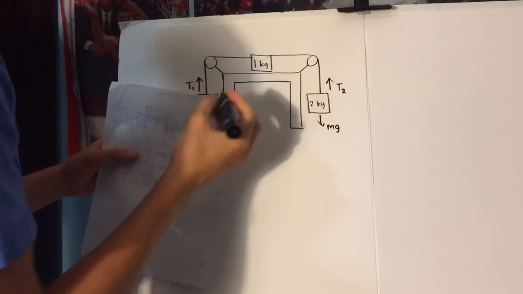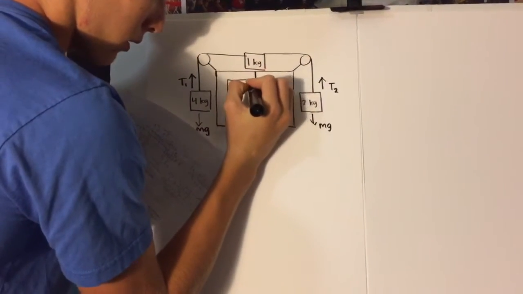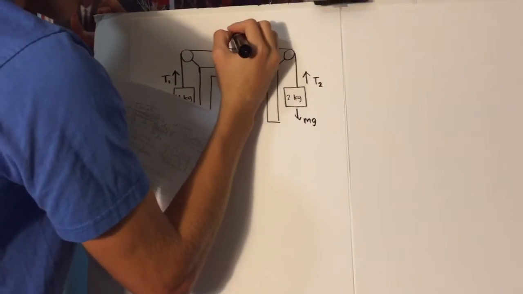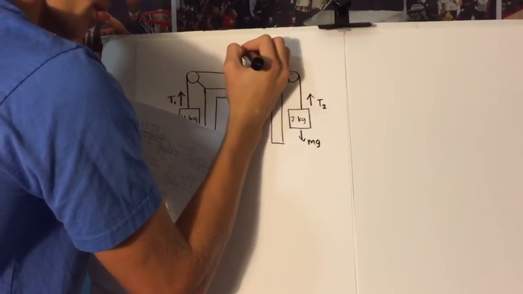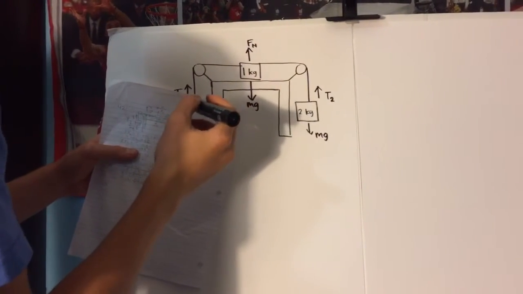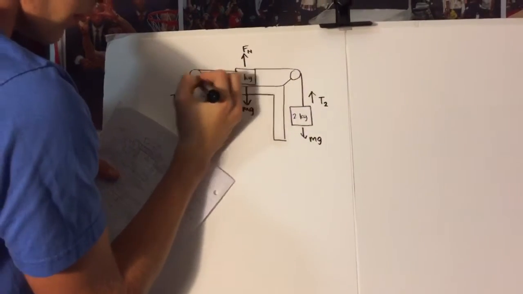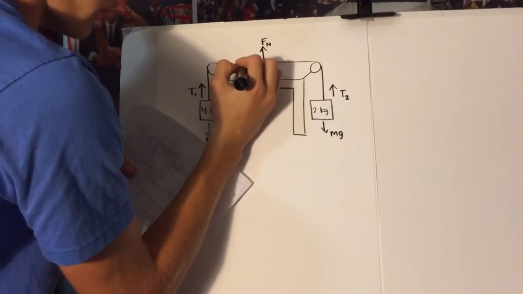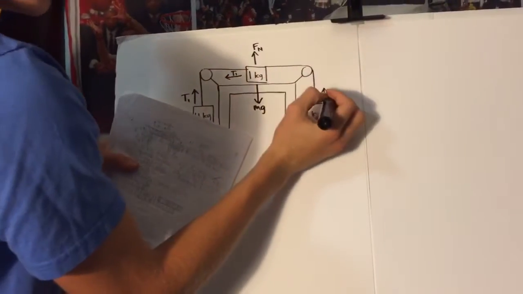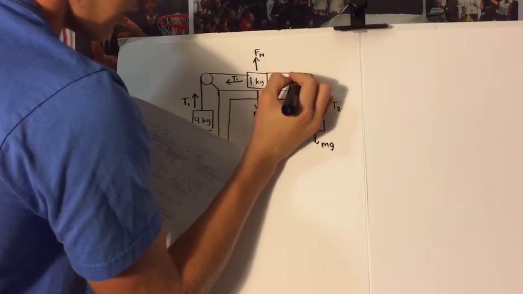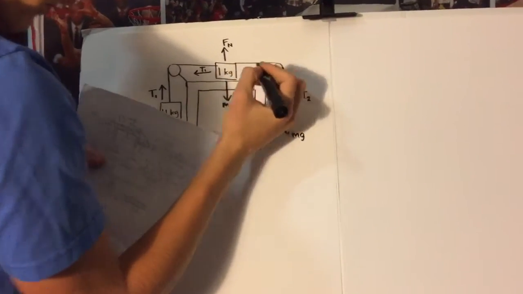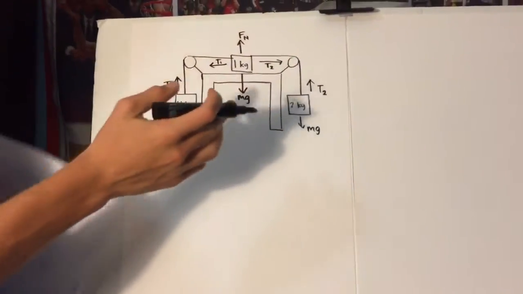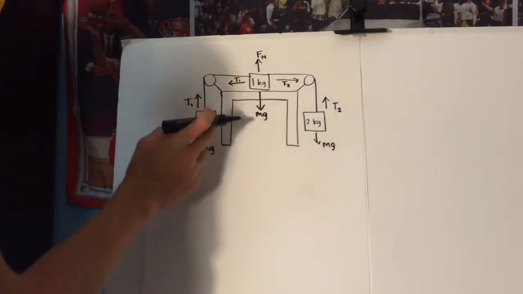For the 1 kilogram object, there will also be mass times gravity, and there will be the normal force, which is perpendicular, and there will also be tension 1, which is the same cord here, going this way, so that's T1, and tension 2, which is the same as this, going this way. And there will also be friction.